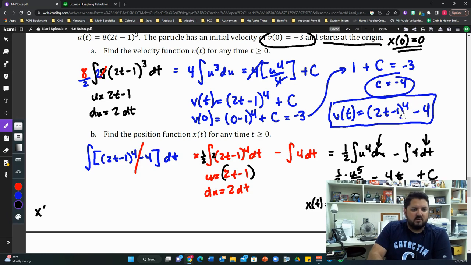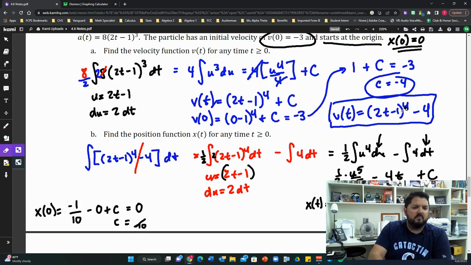So we get x of 0. Up top, we would have 2 times 0 is 0, 0 minus 1 is negative 1, negative 1 to the 5th power is negative 1. So we have negative 1/10 minus 0 plus c, and that is supposed to equal 0. So that means c is equal to 1/10. Not sure what exactly that's supposed to be on top. It's supposed to be a 1. So that is my c value.